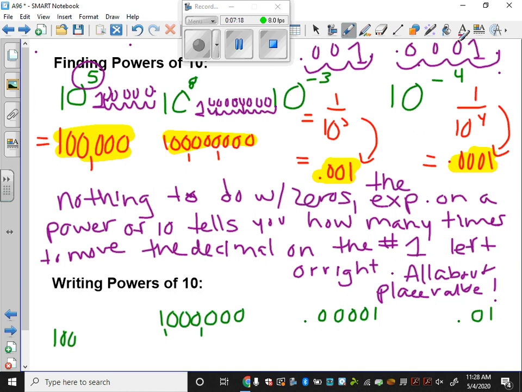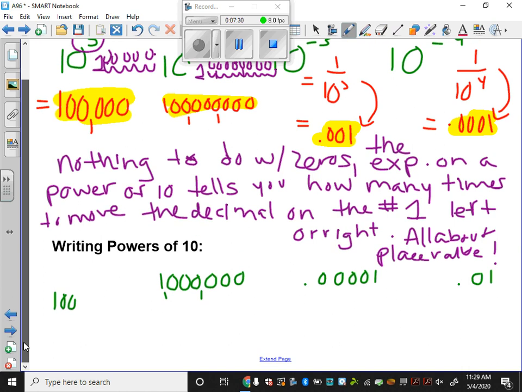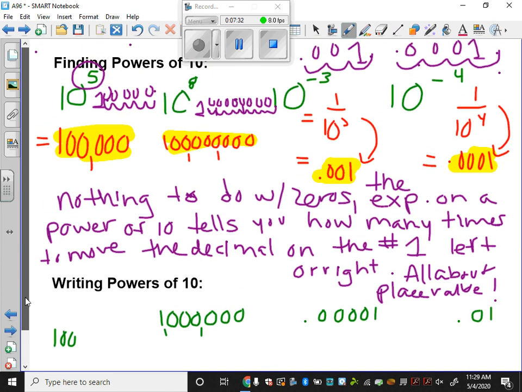So remember, it's not about the zeros. And a lot of kids eventually understand that if it's a negative exponent, it's going to be 1 less zero. If it's a positive exponent, it's going to be the same number of zeros. So that's an example of how I would write powers of 10.